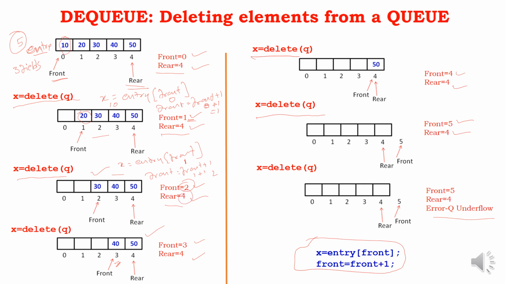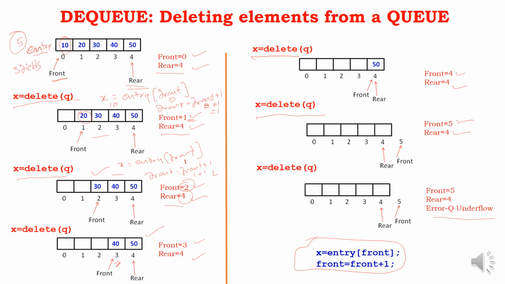So rear is constant everywhere. You delete an element, only front is increasing. Front element is going to be removed, front is increased, and we are not changing the value of rear. Rear remains constant during deletion. Front remains constant during insertion. We have observed in the previous case, while insertion, front remains constant. While removing, rear remains constant.